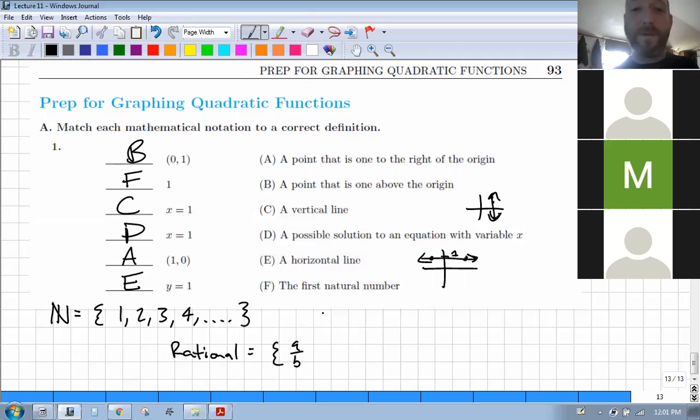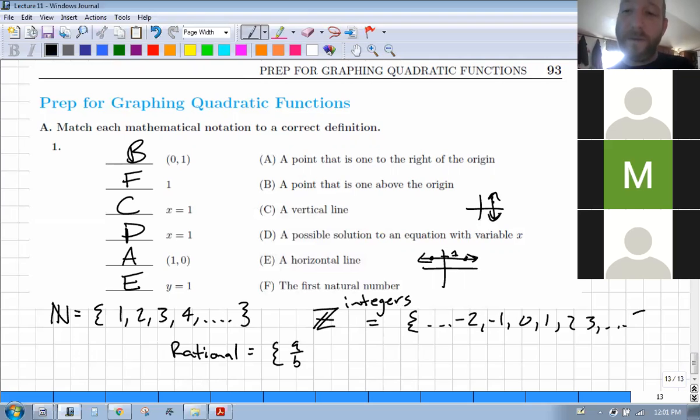Between there, we have the natural numbers. Then we have the integers. All that is the naturals and the negative naturals. So -2, -1, 0, 1, 2, 3. They denote the integers with a funky Z. And all it is the naturals, but with their negatives and throw in 0.